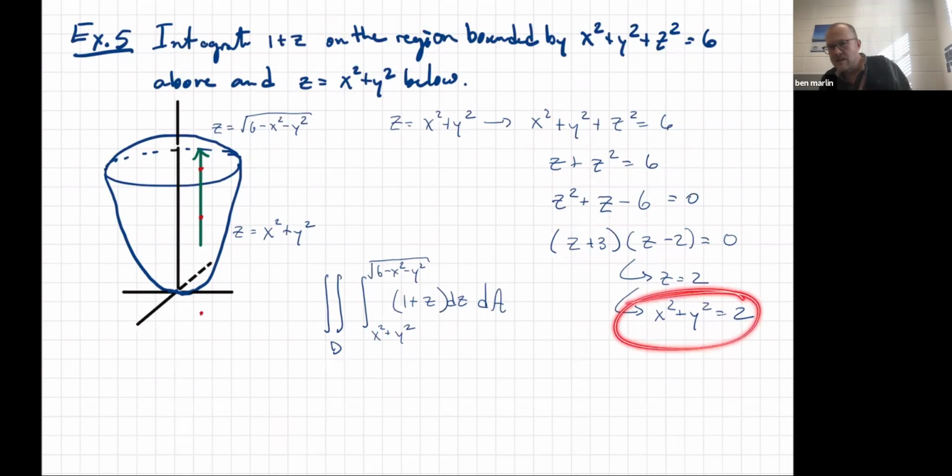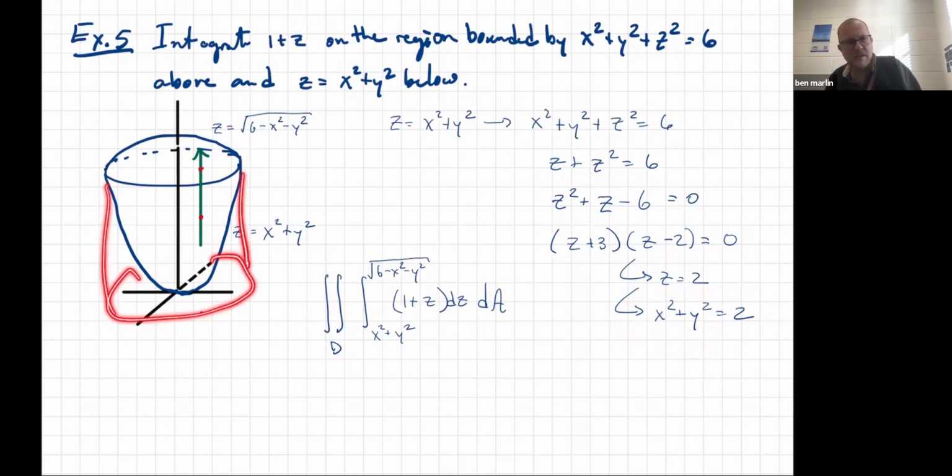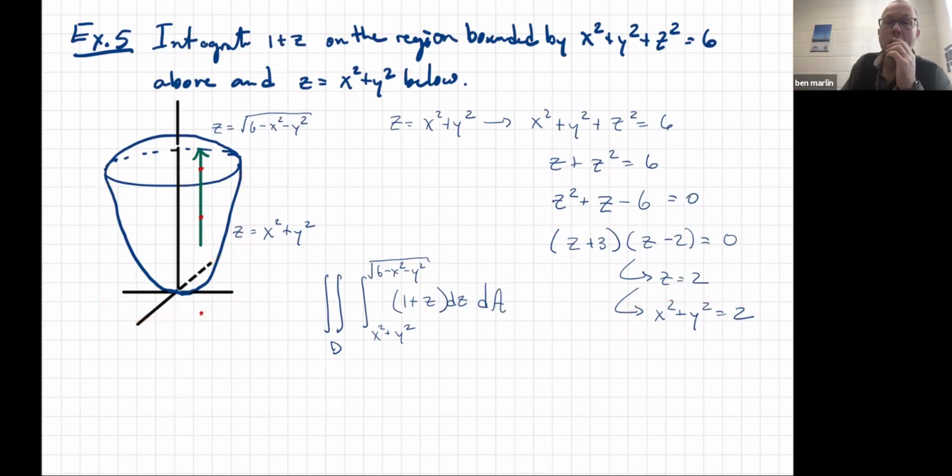That means the region of integration, when you look at the shadow down onto the xy plane, has the boundary x squared plus y squared equals 2. That is not the same as the boundary you would get by looking out to the equator of the sphere, which makes sense because we only want the part above the paraboloid and below the sphere. So you're going to be integrating 1 plus z with respect to z, going from the bottom to the top.